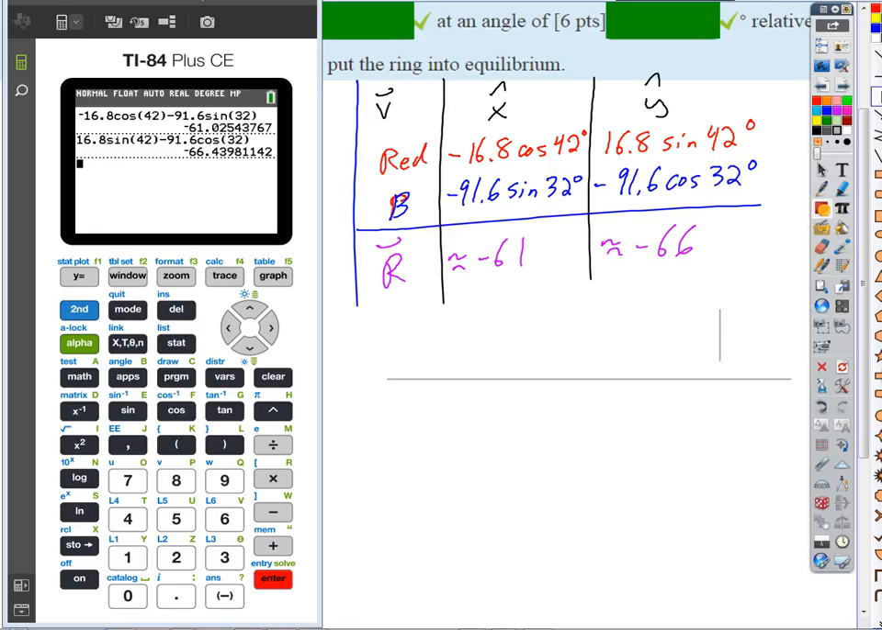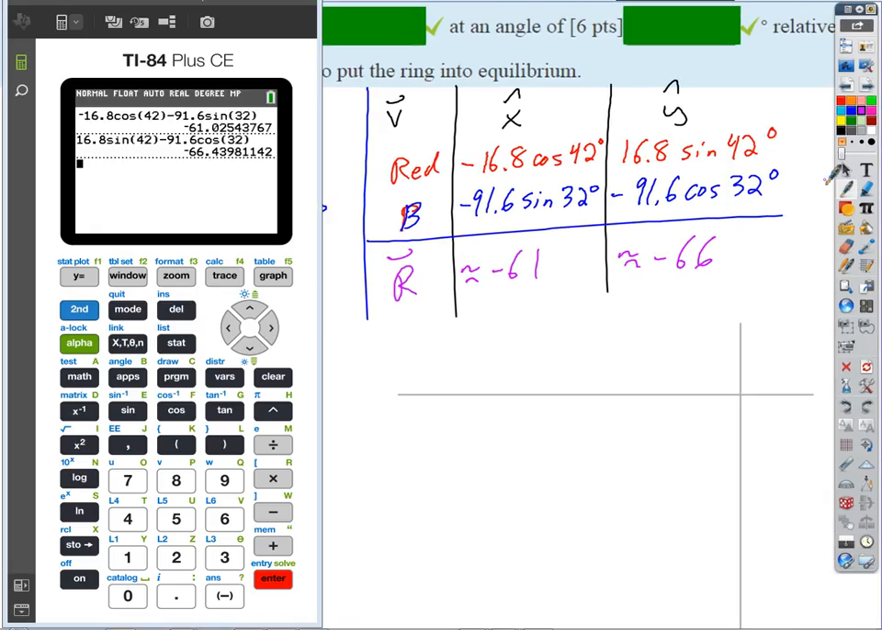Let's draw those. So my x component is negative 61. The negative just tells me what direction it's going. It's going to the left, right? The y component, I'm just going to add those tip to tail. That goes down 66. The negative just tells me it goes down. And then this is going to be the resultant, right? I just need to know what that is.